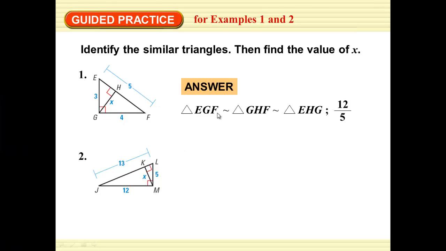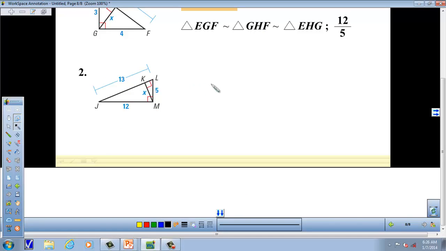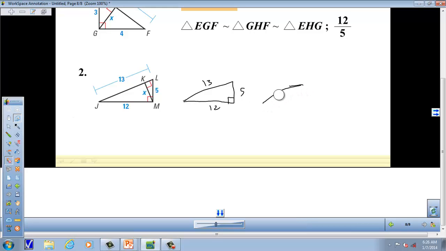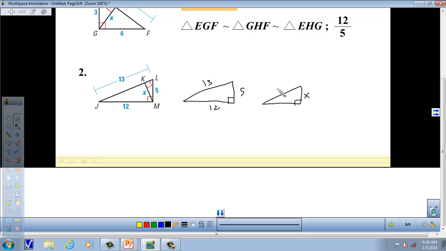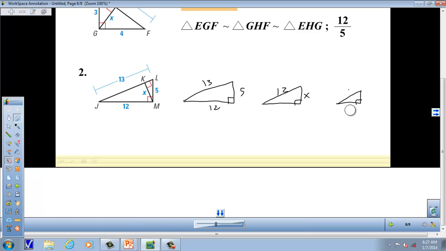And here's another one. Same type of thing. This time it's a 5, 12, 13 triangle. So I'm going to draw the first triangle, where this is 12, this is 13, and this is 5. Now I'm going to draw the medium triangle. Try to draw them again in the same sort of orientation. So for the medium triangle, this is x here, and it looks like this is 12. For the smallest triangle, the long side is x. Apologize for that. And the hypotenuse is 5.